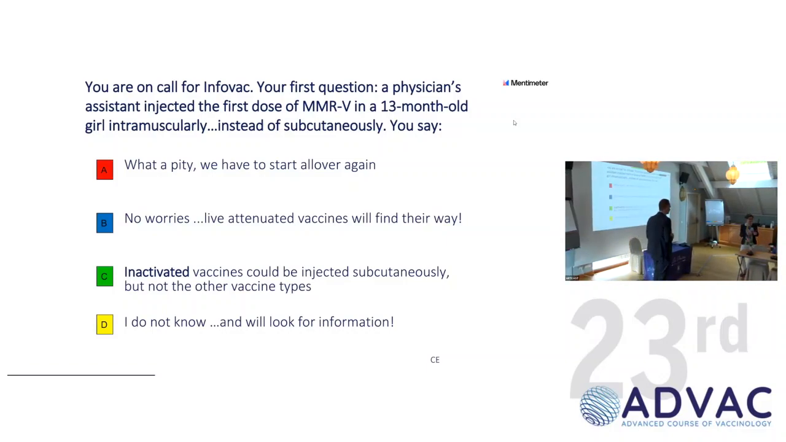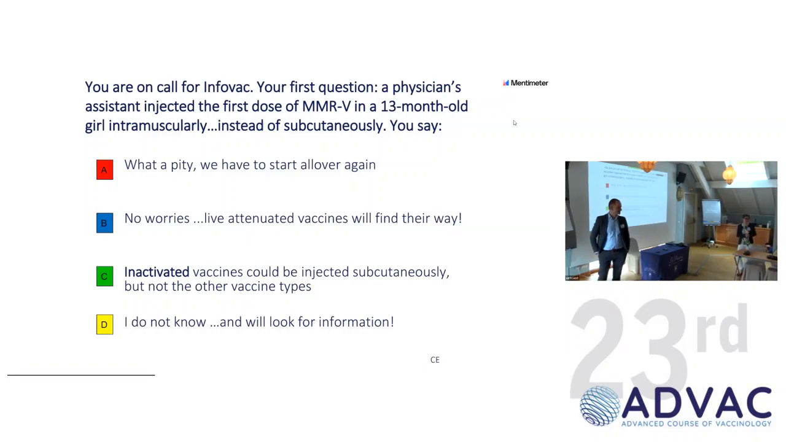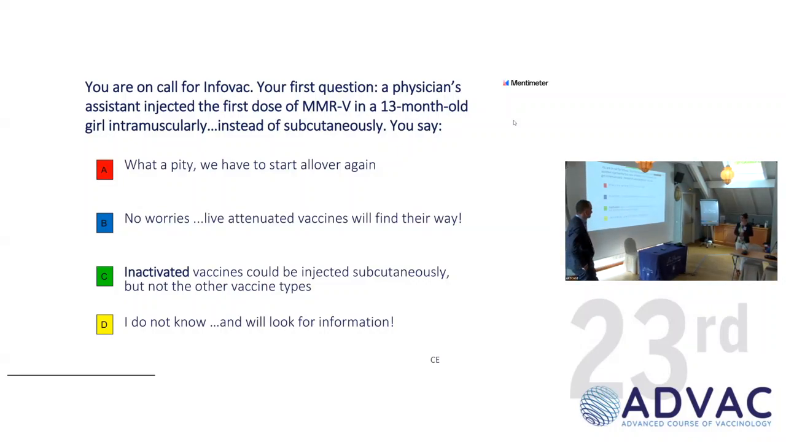You're in a case scenario. So you are now today on call for InfoVac, and you get your first question, which is from a physician. The physician writes to you and says, my assistant injected the first dose of MMRV in a 13-month-old girl in the muscle instead of under the skin, subcutaneously. And so the question is, what do you answer?